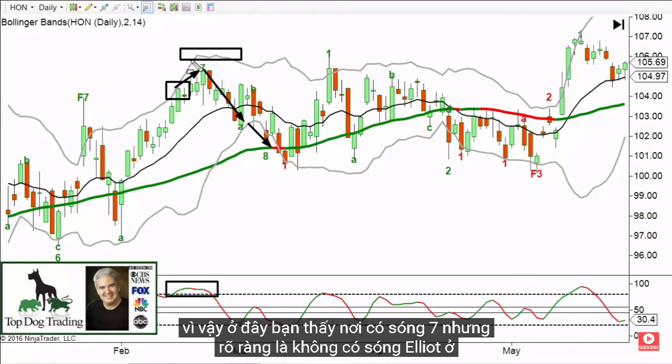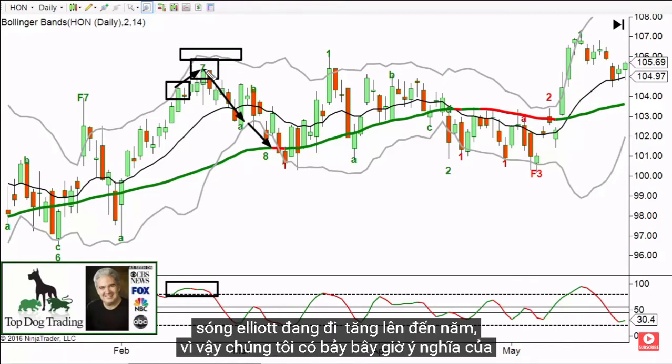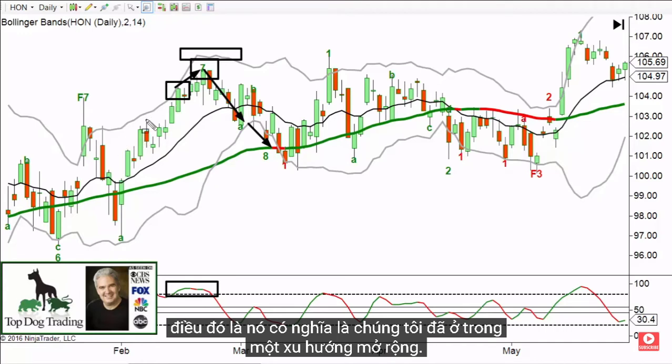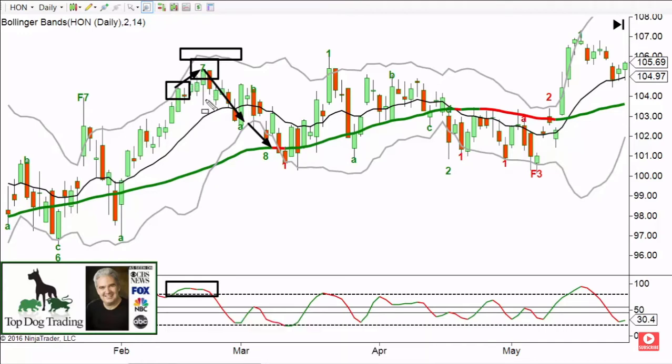So here you see we're at wave 7, but obviously these are not Elliott waves. Elliott waves can only go up to 5. So wave 7. Now, the significance of that is that it means we are already in an extended trend. The average trend, the way I read waves, is 5 waves. So you can get a 3 wave, that'd be obviously shorter than the average.